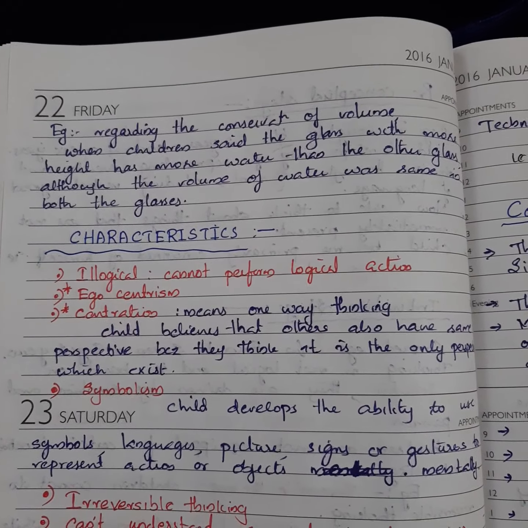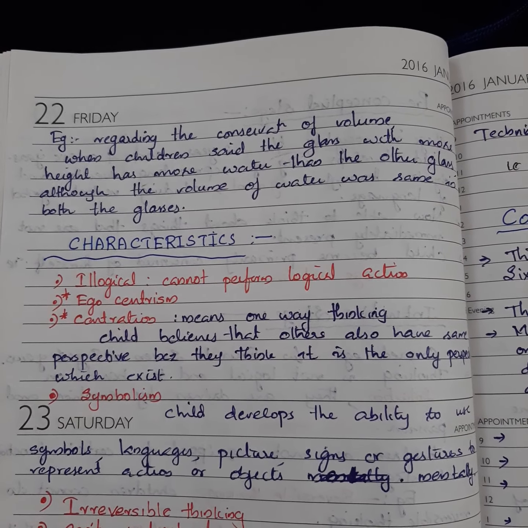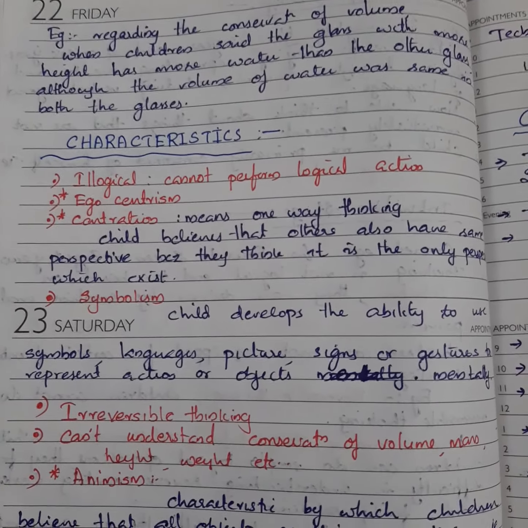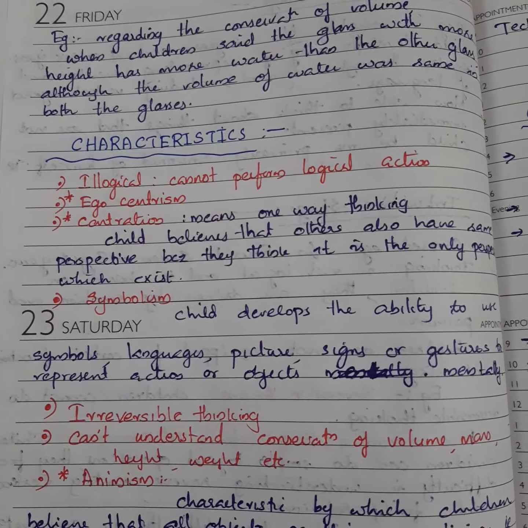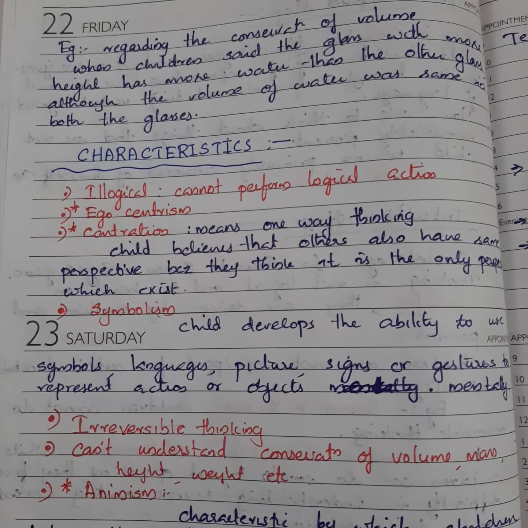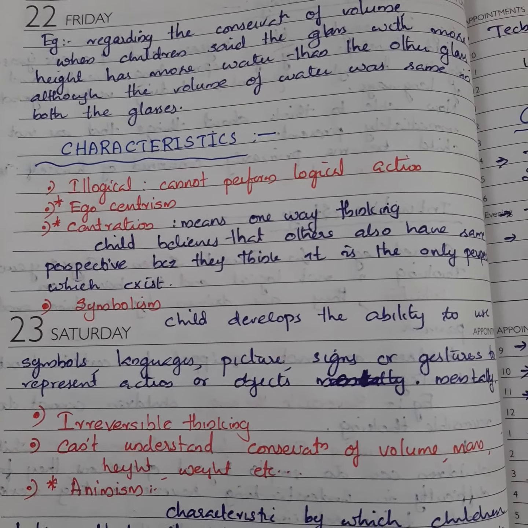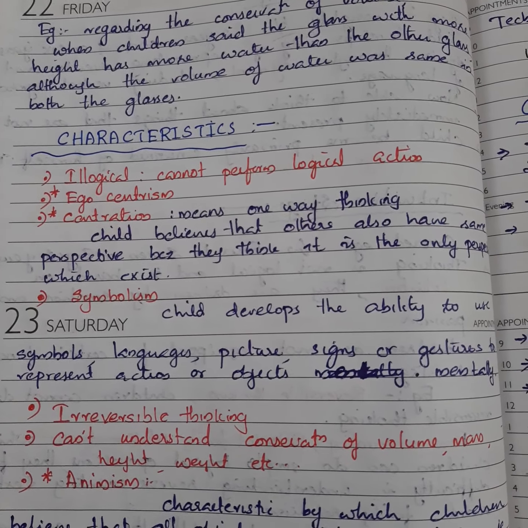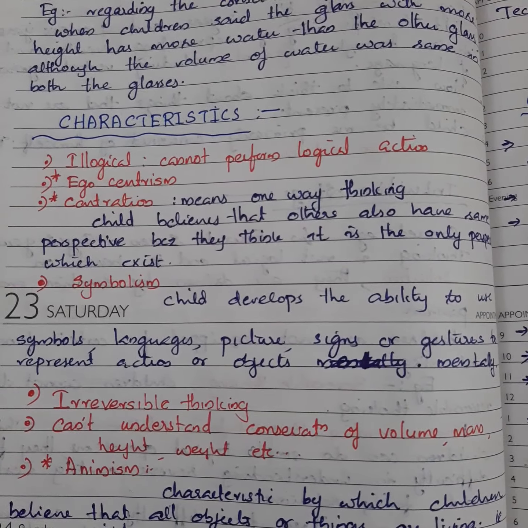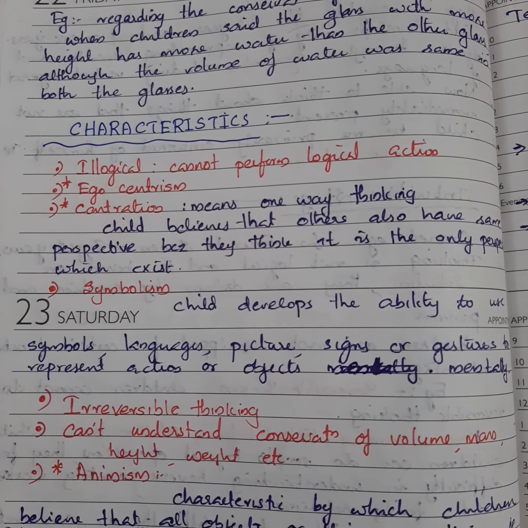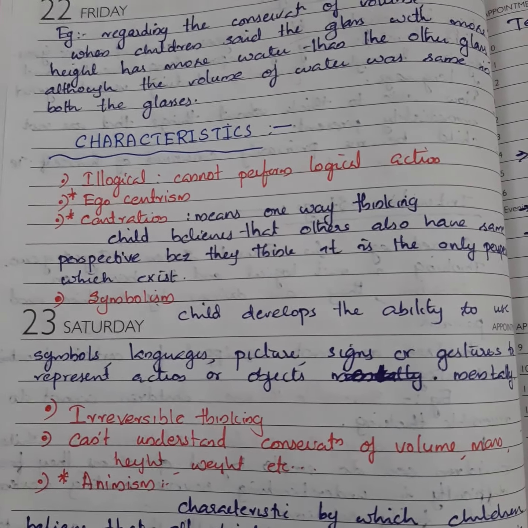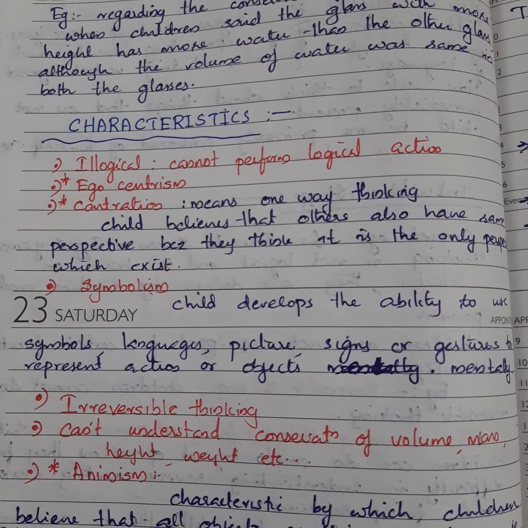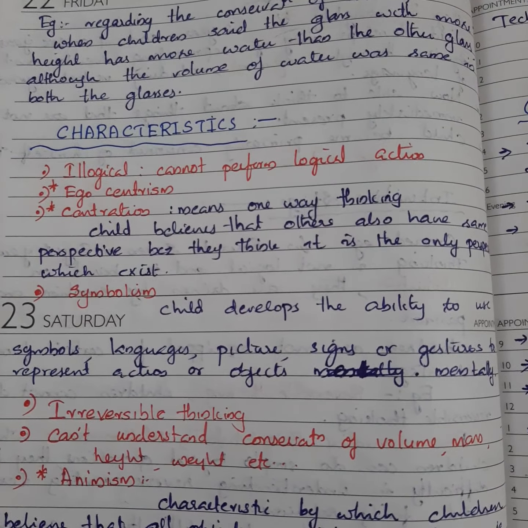Now let's move on to the summary of the characteristics of these stages. The first characteristic is illogical, that is, the child cannot perform logical actions. Next, the most important one is egocentrism. That means the child can think only from his own side.